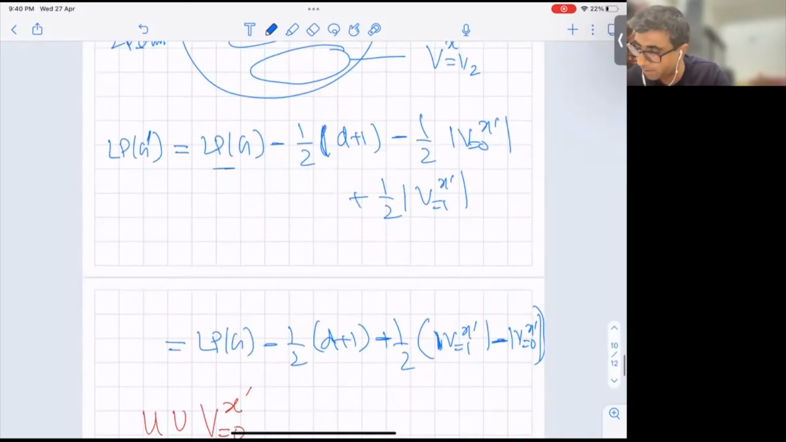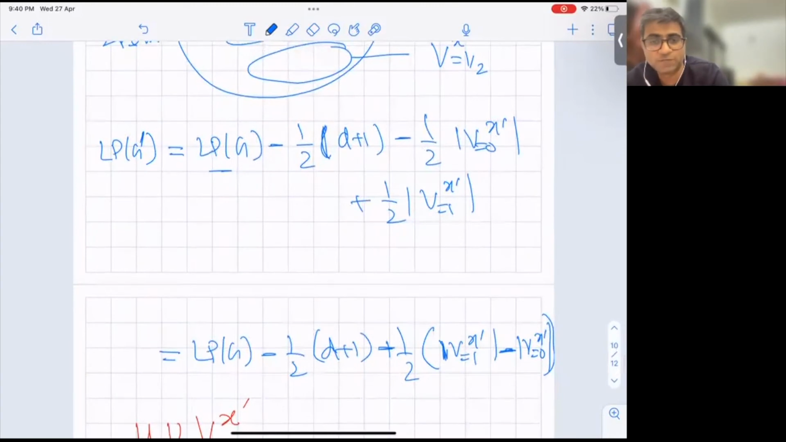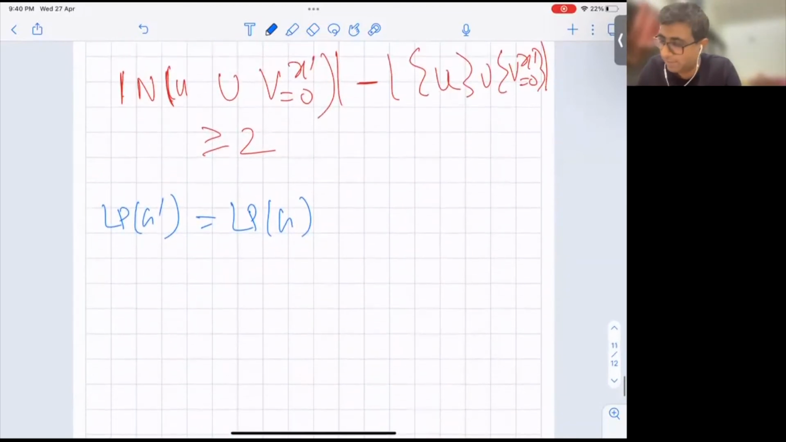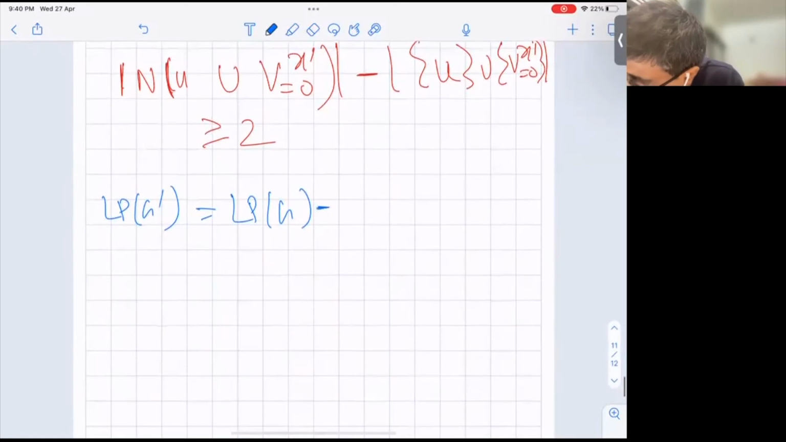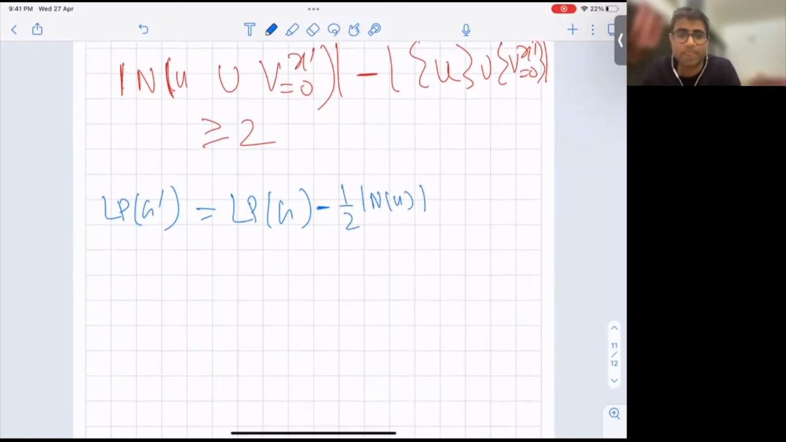Okay, so remember here, what was this? LP of G was this minus half of D plus 1, which was nothing but half of N of U, right, and U. I'm going to write it slightly differently. Maybe I should have done that before. And remember, this is half of N of U plus U, because those are the vertices you deleted from your graph. Plus half, I'm just going to write it differently.